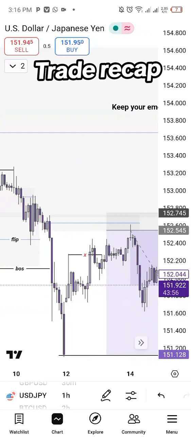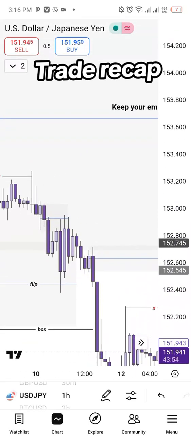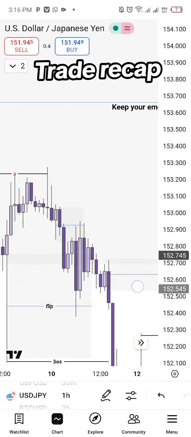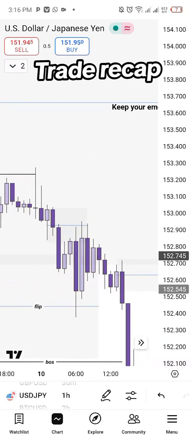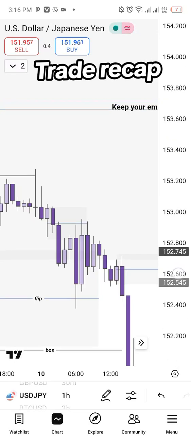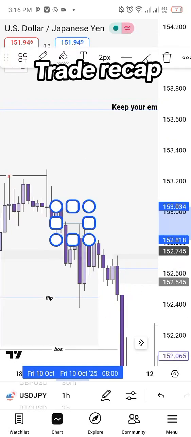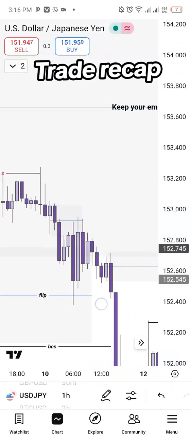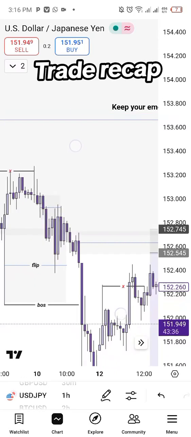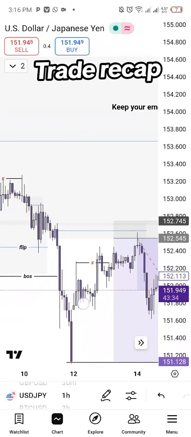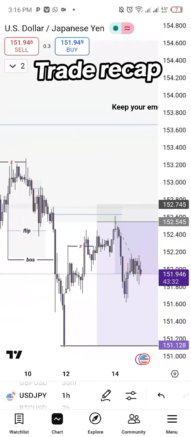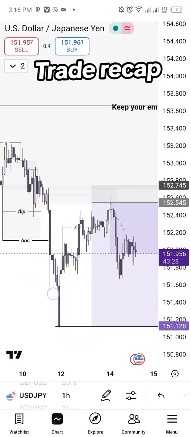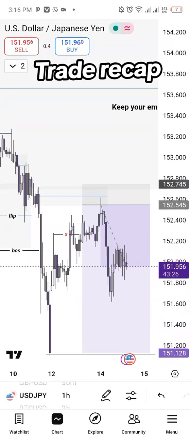So if you look here, you might ask, why did I actually pick this particular supply zone? Now if you notice here, all of these zones have been mitigated. This has been mitigated, this has been mitigated, and this is the only other block that was left. So that's why I picked that zone as my supply zone. And if you notice, price just came immediately, tapped on that zone, and then you can see that sharp rejection to the downside.